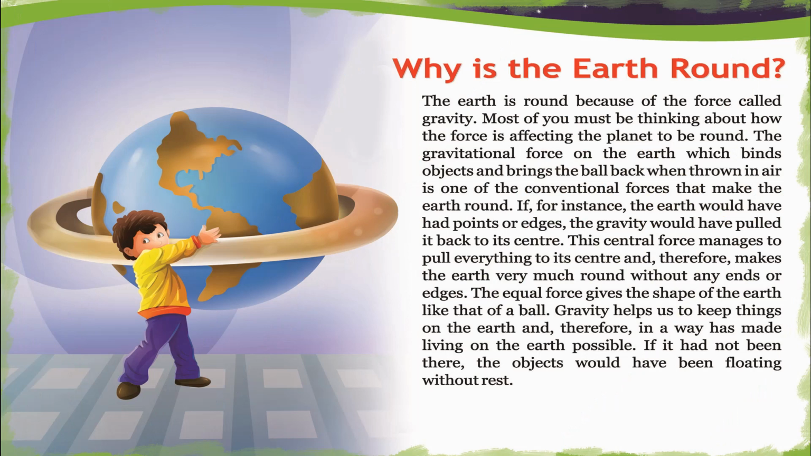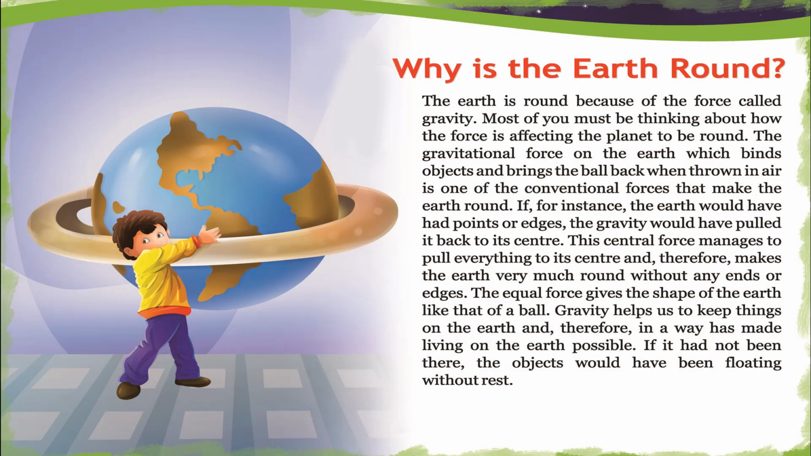Why is the earth round? The earth is round because of the force called gravity. Most of you must be thinking about how the force is affecting the planet to be round. The gravitational force on the earth, which binds objects and brings the ball back when thrown in the air, is one of the conventional forces that make the earth round.